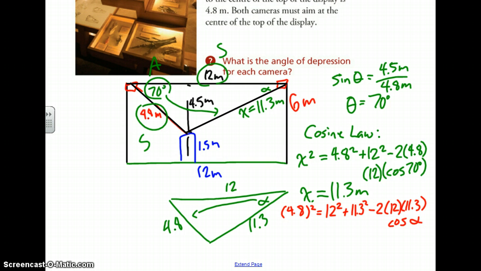Then we're going to have to isolate for alpha. Those are skills that hopefully we practiced quite a bit in the previous section. To get alpha by itself, we subtract this over, divide by all of that, and then second function cos. Doing that, if we round to the nearest degree, we end up with alpha is 24 degrees. So there is 24 degrees. Those are our two angles of depression.